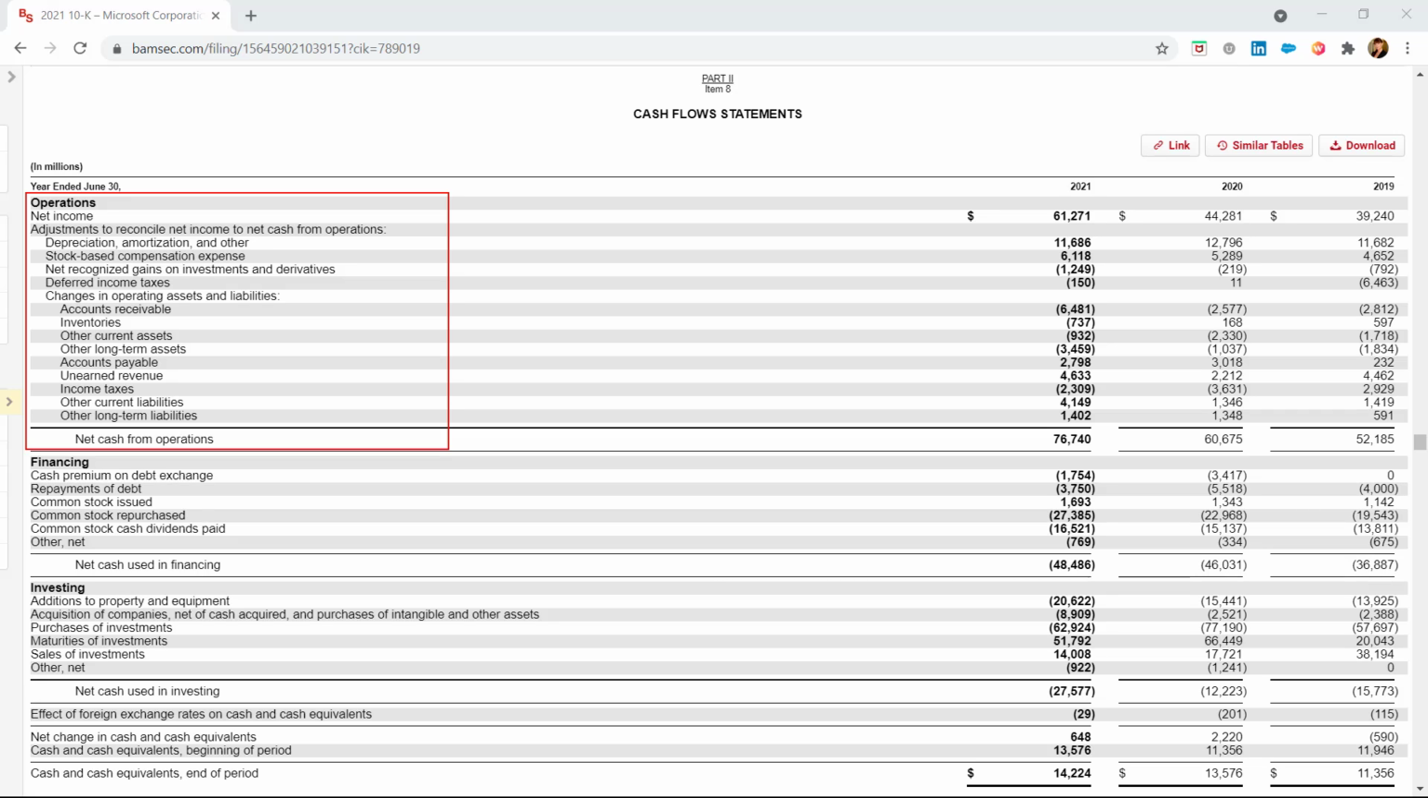The items in the cash flow statement are not all actual cash flows, but the reasons why cash flow is different from profit. For example, depreciation and amortization expense reduces profit but does not impact cash flow. It is a non-cash expense. Therefore, it is added back.